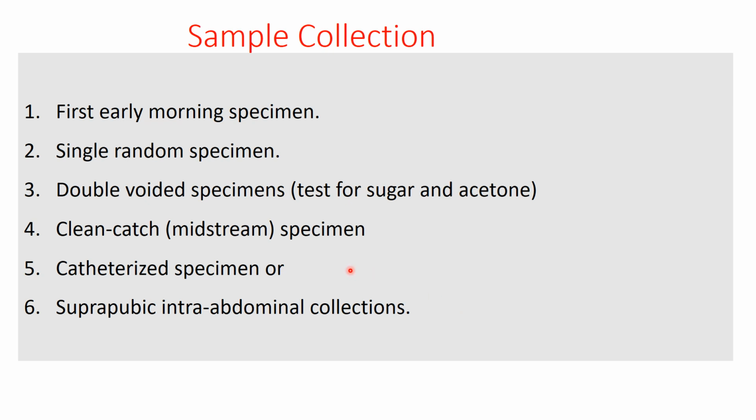So the catheterized specimen is generally taken from people who are bedridden, are unable to void any urine, and the suprapubic intra-abdominal collections are also taken in case of pediatric cases where the patient is unable to pass urine or there is a very small volume of urine that is being formed.